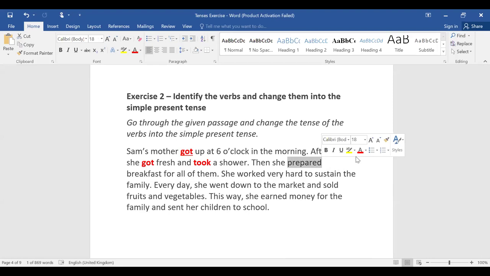Prepared. Okay, now one step back. We agreed got and took. Got is the past tense of get. Took is the past tense of? Takes. Please say it with confidence. Okay. So it's the past tense of take, T-A-K-E. Now, if you want a simple present tense of take, what would that be? Take.